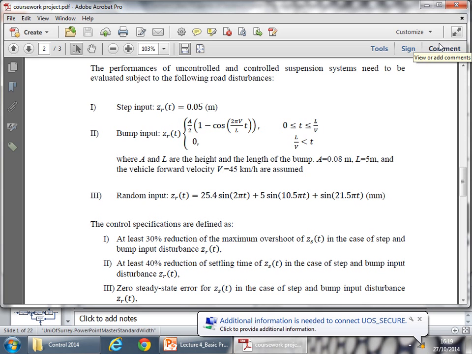Control is somehow different from the other modules. I know. When I was a student, I did the same thing. But if you leave everything for the end of the module, it's not going to work for this module. Okay? You need to study.